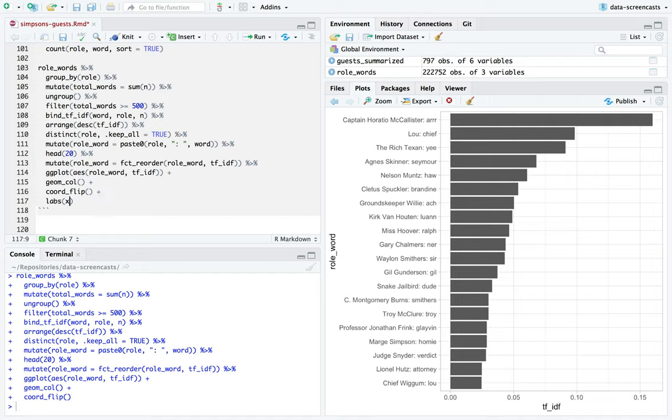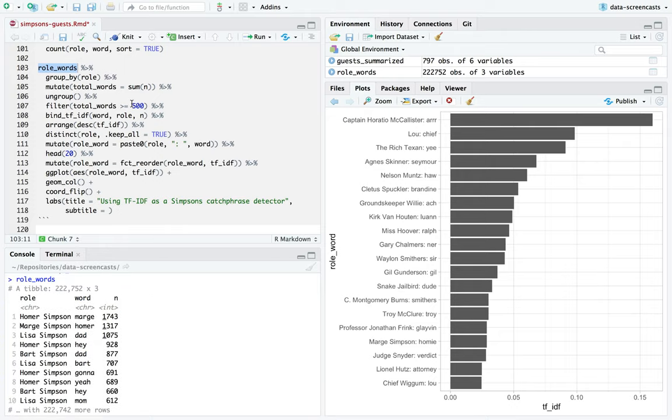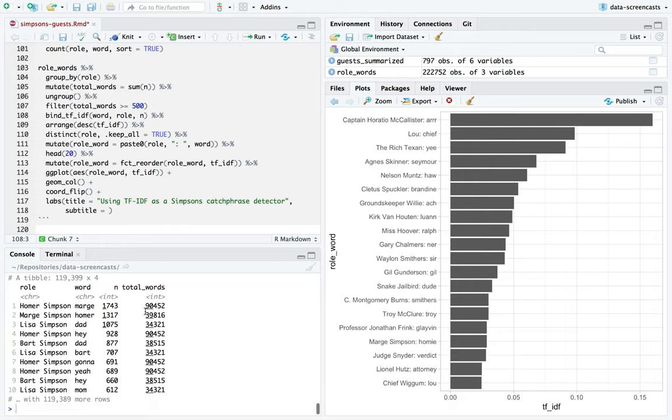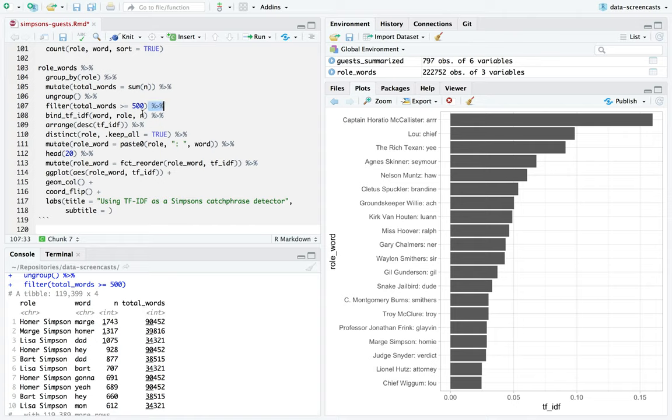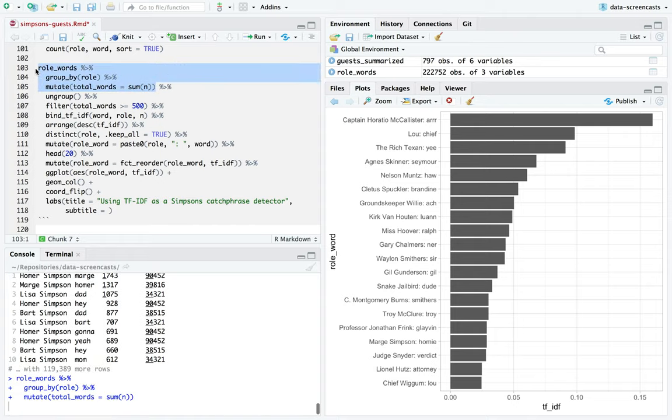and it's like a catchphrase detector. So we'll say TF-IDF as a Simpsons catchphrase detector. And then I'll throw into the subtitle only the 55 characters, take a look, all this stuff. I'd say it's 55 characters, wait. Oh yeah, here.